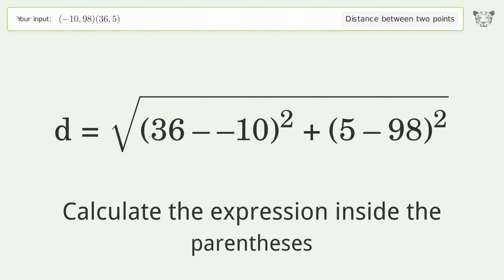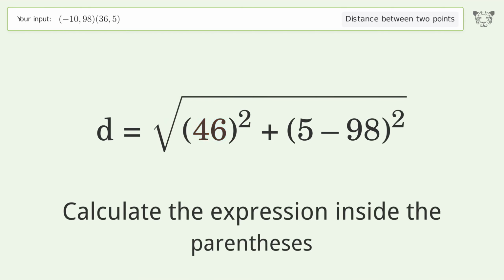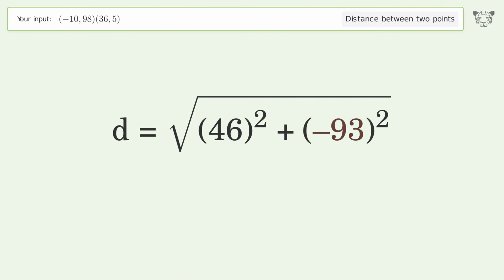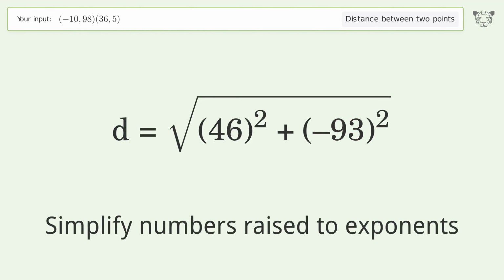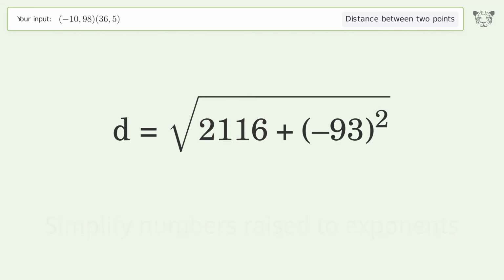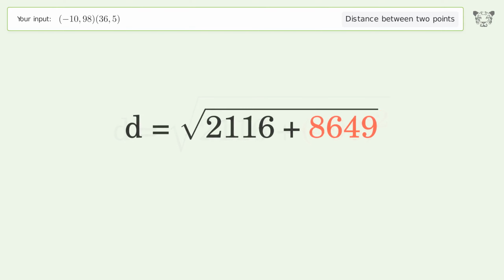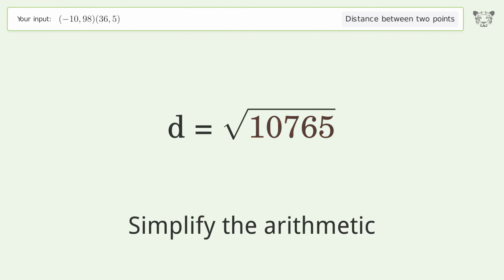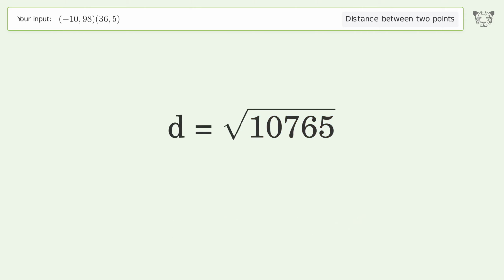Calculate the expression inside the parentheses. Simplify numbers raised to exponents. Simplify the arithmetic. And so the distance between the 2 points is the square root of 10,765, or 103.755.